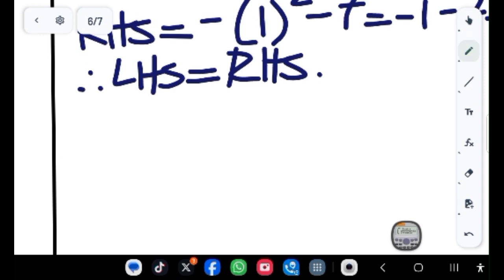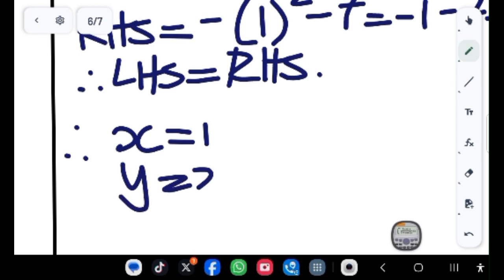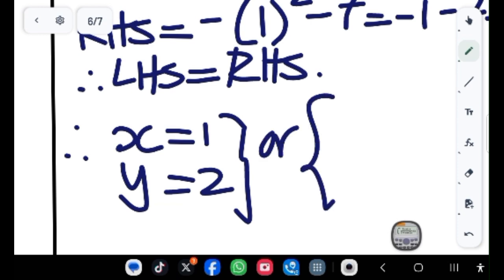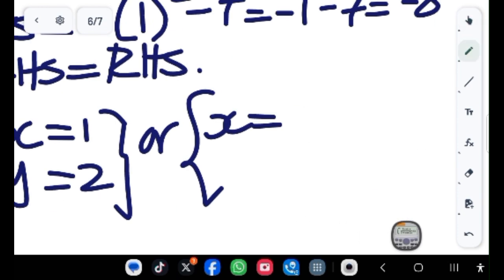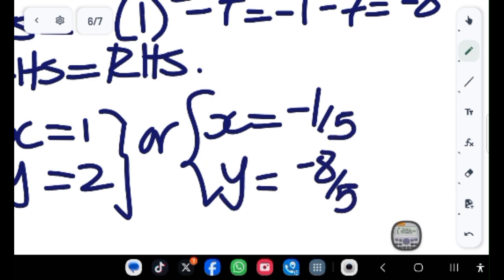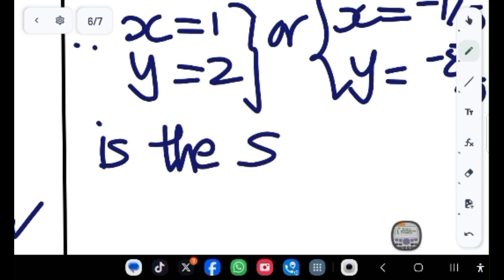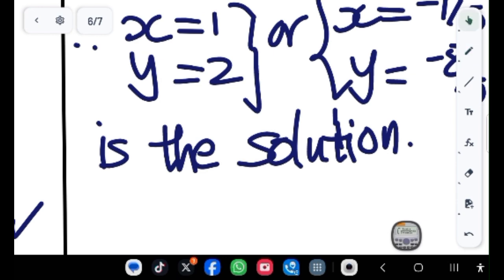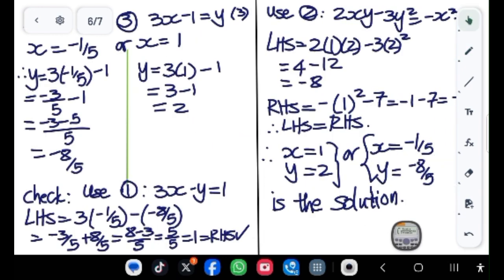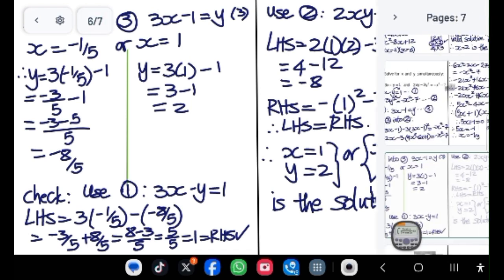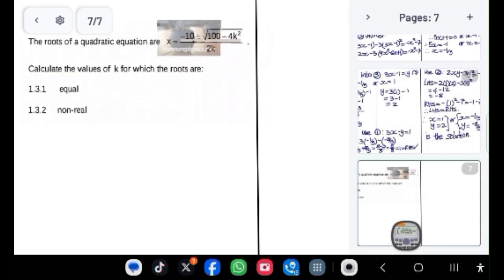So therefore, x equals 1, y equals 2, or x equals negative 1 over 5 and y equals negative 8 over 5 is the solution. Both of them. And that's how you check that. If there's no time to check in a test or exam, just simply use a calculator and it will be sufficient, because you'll be able to prove to yourself that it is correct.